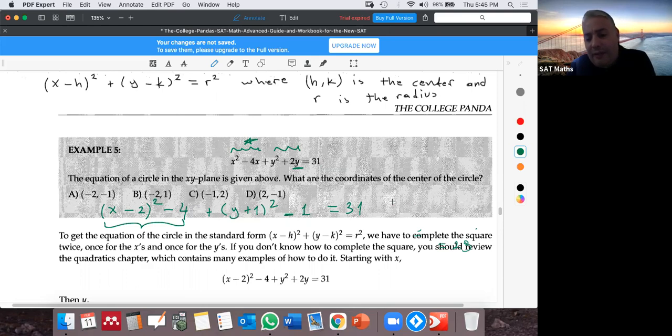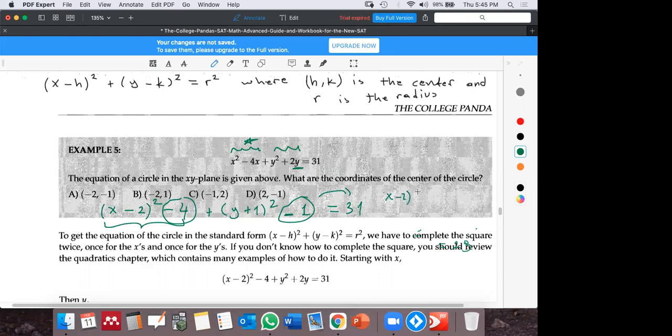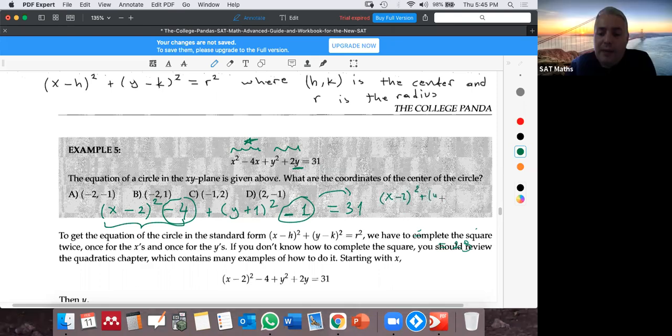So the negative 5 will be written on the other side. I mean, this number and this number, if I take them to the other side, it will be positive 5. So x minus 2 squared plus y plus 1 squared is equal to 31 plus 5, which is 36.